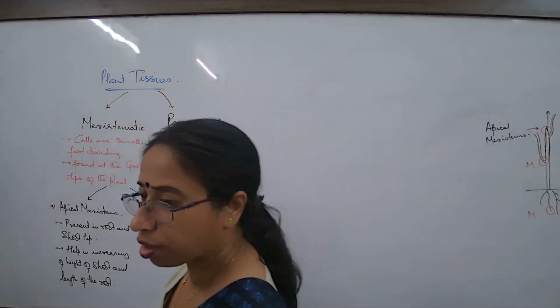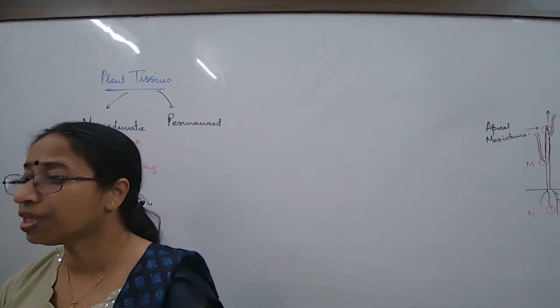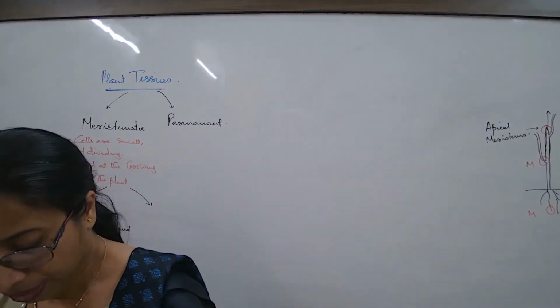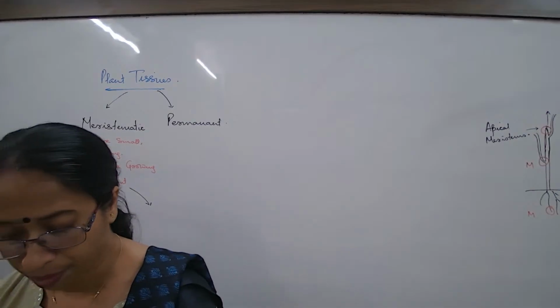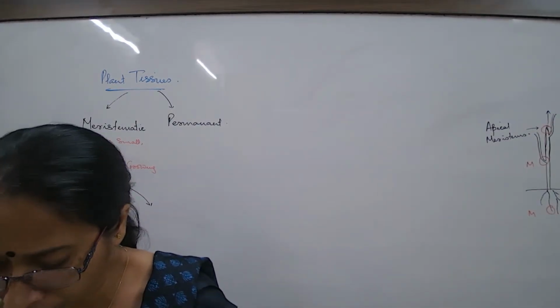Then we also look into the diagram there. The next type of meristems, if I talk about it, what is the other type of meristems? I will talk about the cambium.